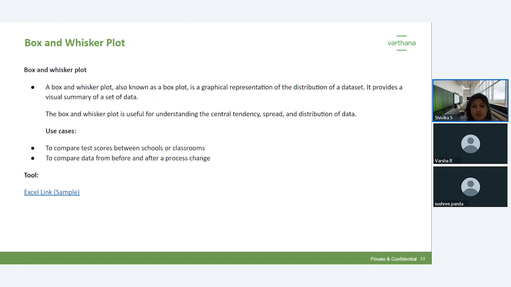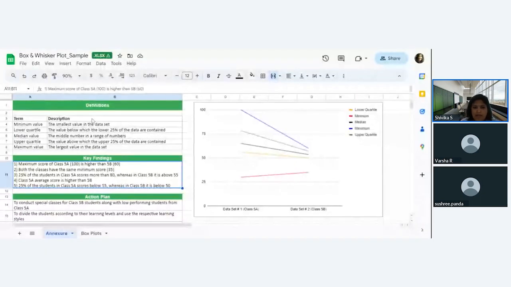Some cases where you can use this particular tool are when you're comparing scores of two grades, or maybe two subjects, and also when you're comparing previous year and this year's data. So, for example, what was the maths performance of grade 5th last year, and what is the maths performance of 5th grade this year. So if you're doing a comparative analysis, this tool can be really effective. I'll just go to the tool and explain it to you better.